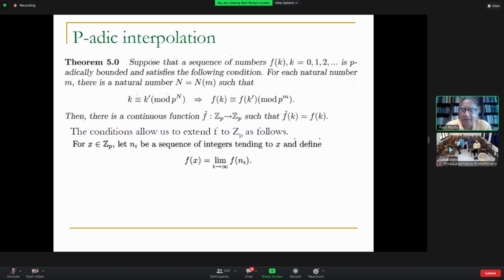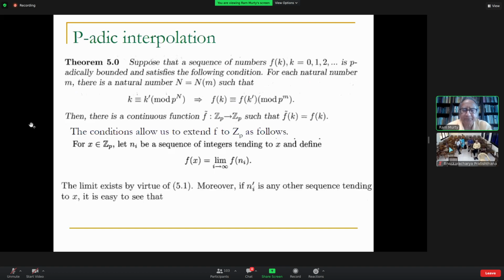And this actually works because of the condition 5.1, or the condition here that I outlined as the essential condition. So the limit exists by virtue of that condition, and if n_i' is any other sequence tending to x, it's easy to see that the two limits are actually the same because, again, of the condition 5.1. So the function is actually well defined.